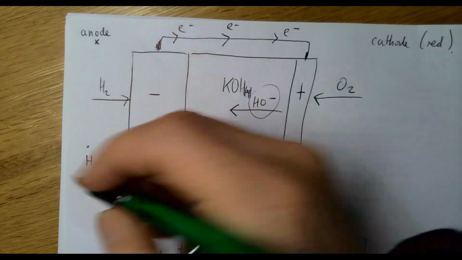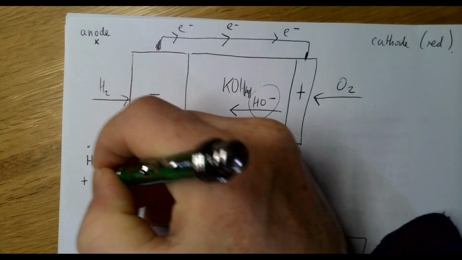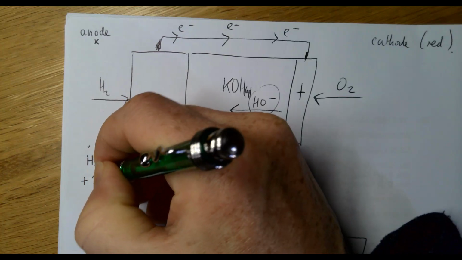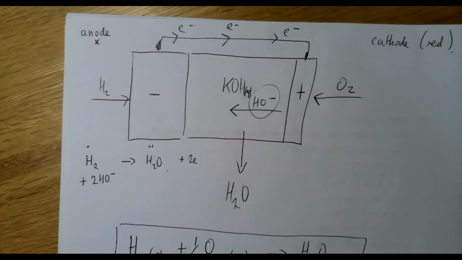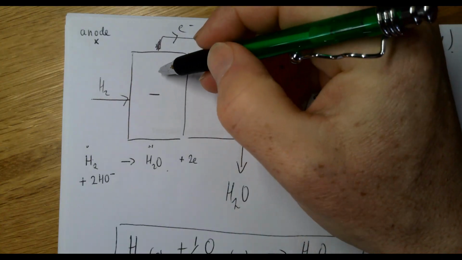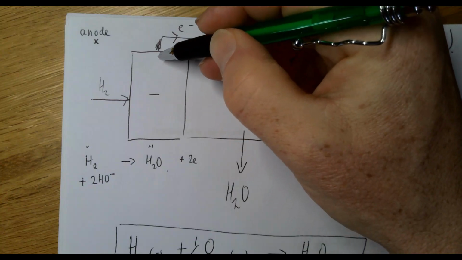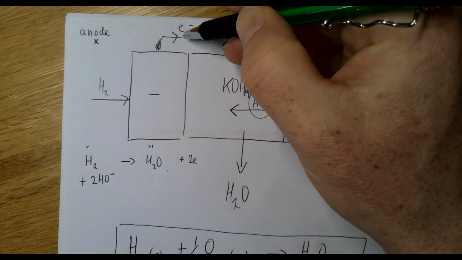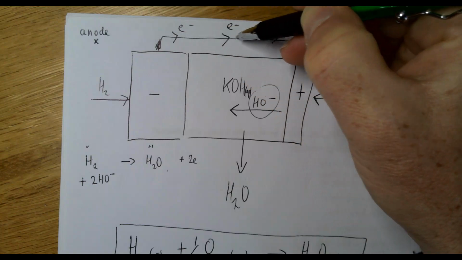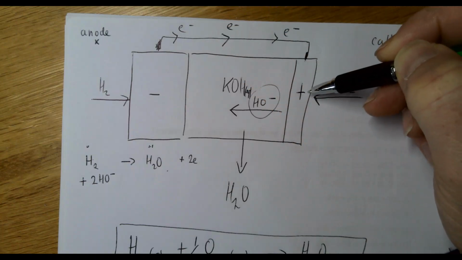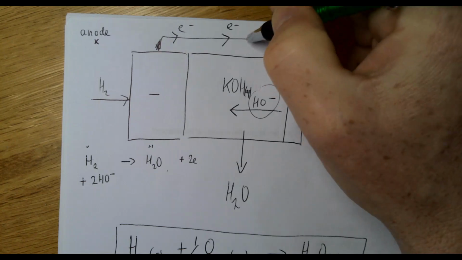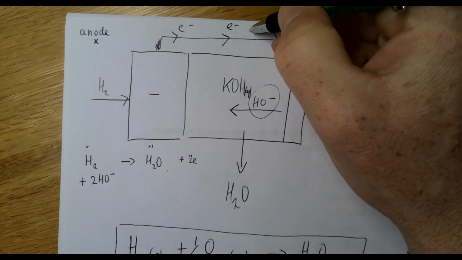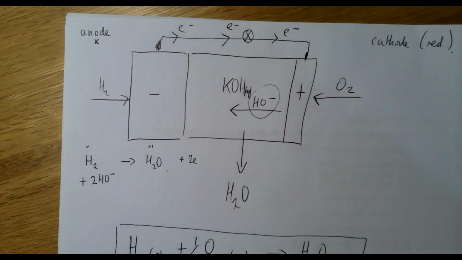So to balance that equation, you can see what's happening is the hydrogen combines with 2 hydroxide ions to give water and 2 electrons. Now those electrons travel from the negative electrode, pushed by the negative electrode, round the circuit to the positive electrode, and if you've got a component up there, like a bulb, you can see it light up, or an engine, a motor, something like that.